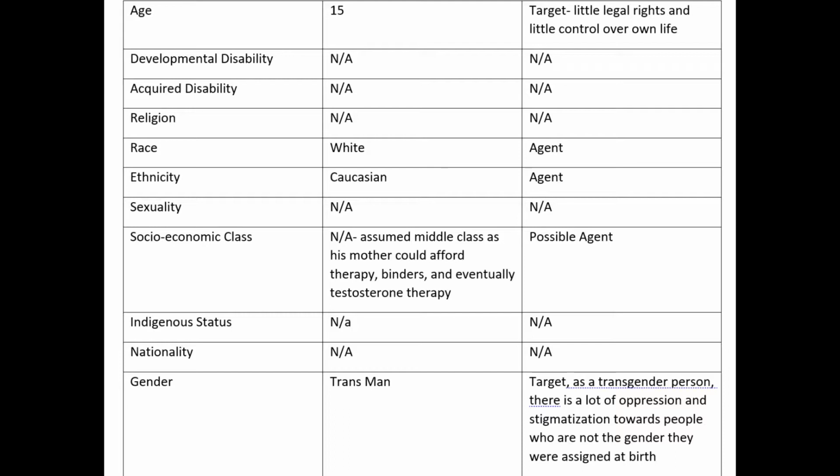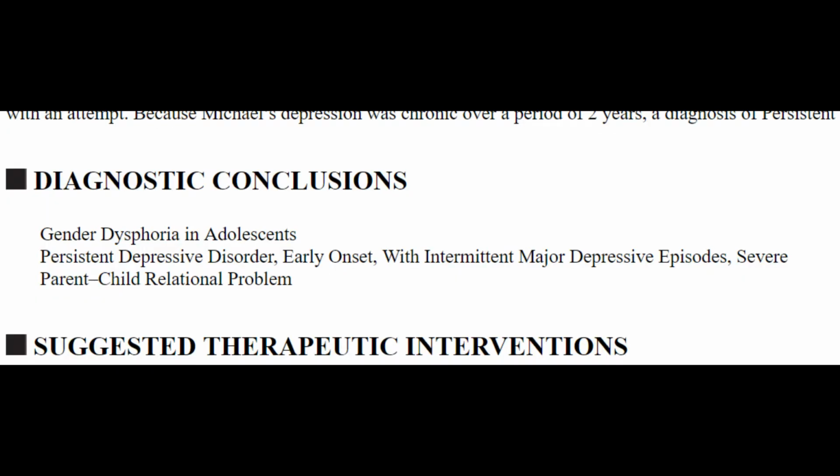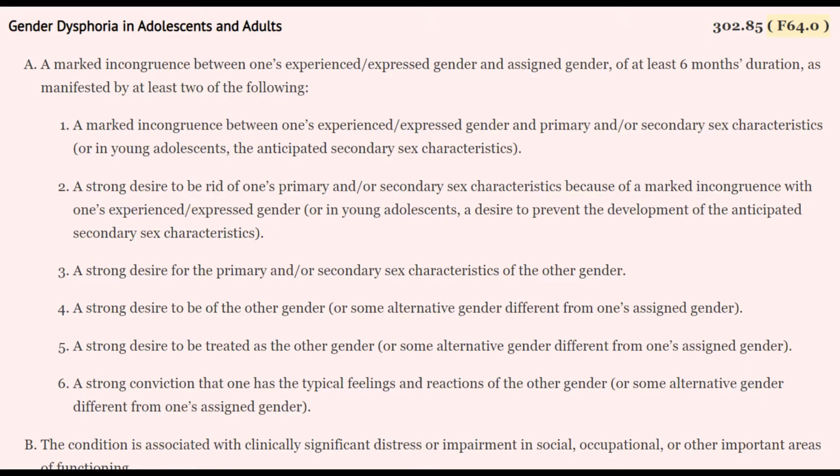So let's see what the casebook has to say about his diagnosis. The DSM-5 casebook came to the conclusion that Michael suffers from gender dysphoria in adolescence, persistent depressive disorder with an early onset, along with intermittent major depressive episodes, and a severe parent-child relational problem. So, starting from the top of that list, adolescent gender dysphoria.